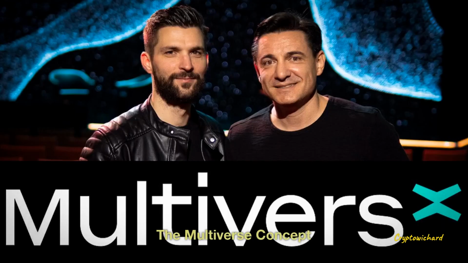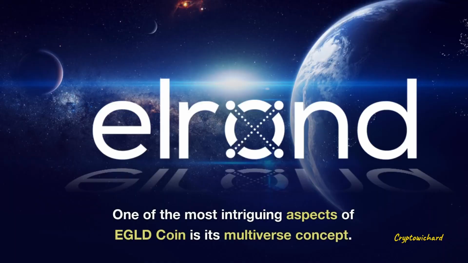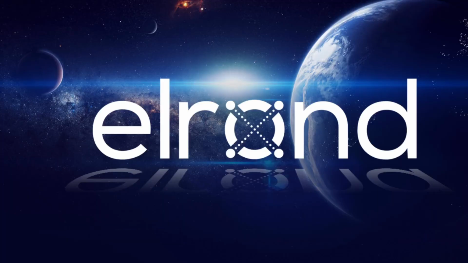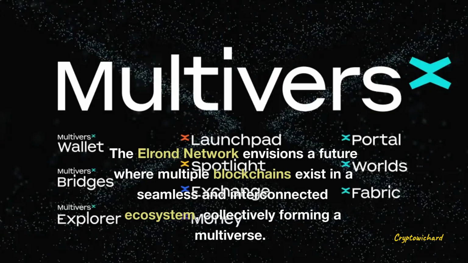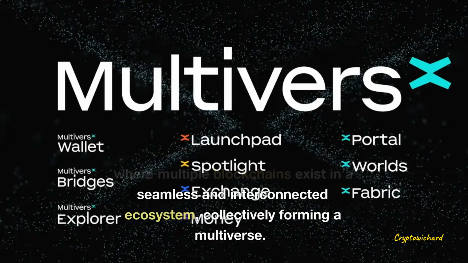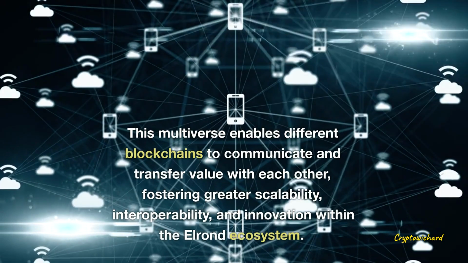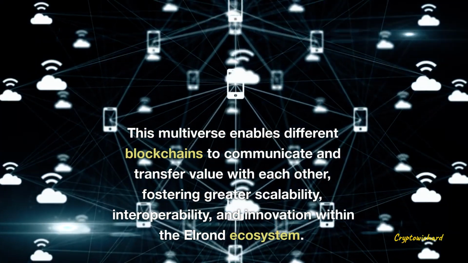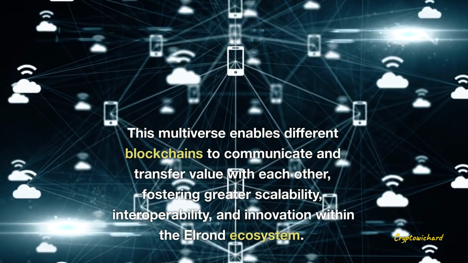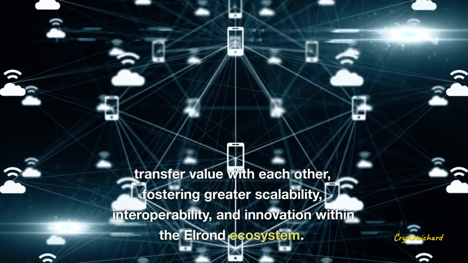The multiverse concept. One of the most intriguing aspects of EGLD coin is its multiverse concept. The Elrond network envisions a future where multiple blockchains exist in a seamless and interconnected ecosystem, collectively forming a multiverse. This multiverse enables different blockchains to communicate and transfer value with each other, fostering greater scalability, interoperability, and innovation within the Elrond ecosystem.